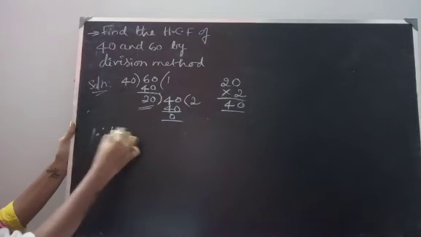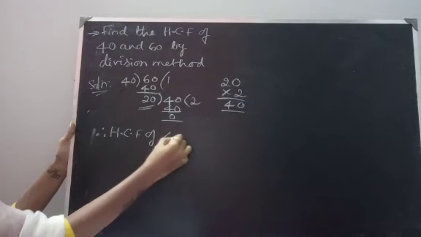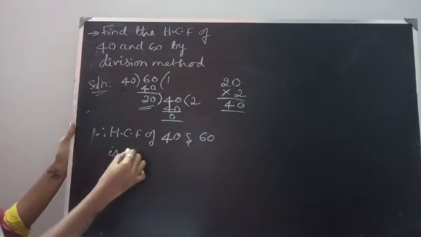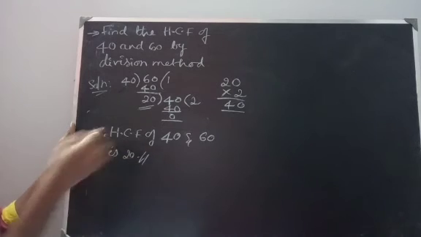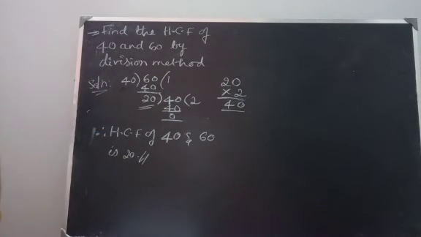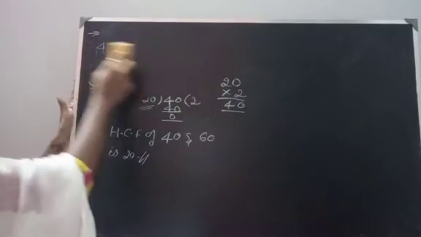Therefore, H.C.F of 40 and 60 is 20. So this is your division method. Let's see another problem on the division method.